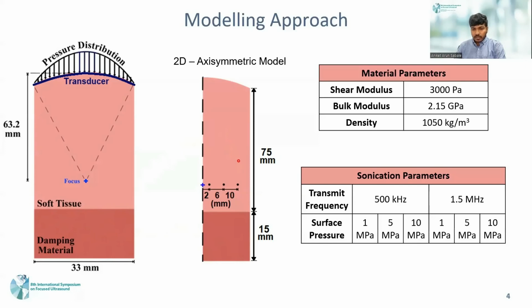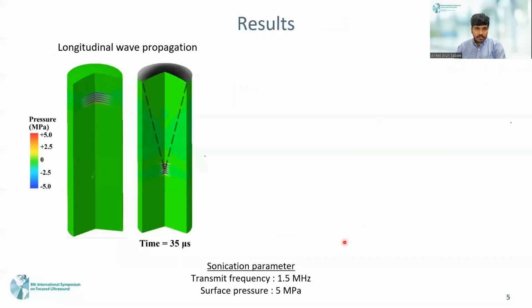A 5-cycle longitudinal wave was simulated at two frequencies, 500 kHz and 1.5 MHz, which correspond to the fundamental and third harmonic of the transducer under consideration. The surface pressure was selected such that they produce clinically relevant focal acoustic pressures. The animation shows longitudinal wave propagation for transmit frequency of 1.5 MHz at surface pressure of 5 MPa. At 35 microseconds, the longitudinal wave reaches focus, which implies a speed of longitudinal wave of 1540 meters per second.